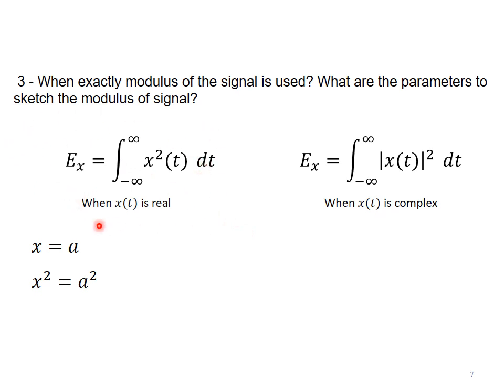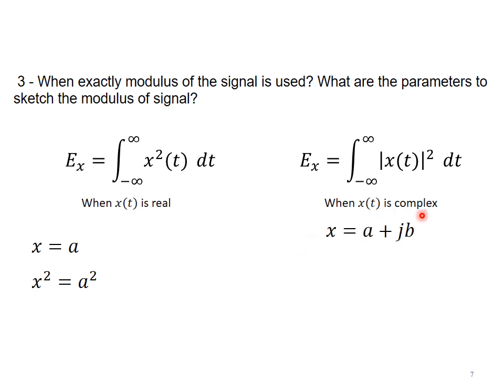So we have this energy formula to compute the energy of a signal when the signal is real, and this is the formula to compute the energy of the signal when x of t is complex. When x of t is real, a simple square is enough, right? Because taking the square of a real signal would convert the negative part of the signal into positive, right?